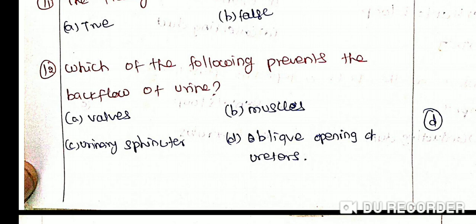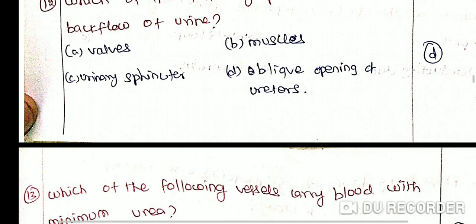Next question. Which of the following prevents the backflow of urine? Option A, valves. Option B, muscles. Option C, urinary sphincter. Option D, oblique opening of ureters. The correct answer is option D, oblique opening of ureters. Explanation. Both the ureters that emerge out of the kidneys open through separate oblique openings into the urinary bladder. The oblique opening of the ureter prevents the backflow of urine. Next question.